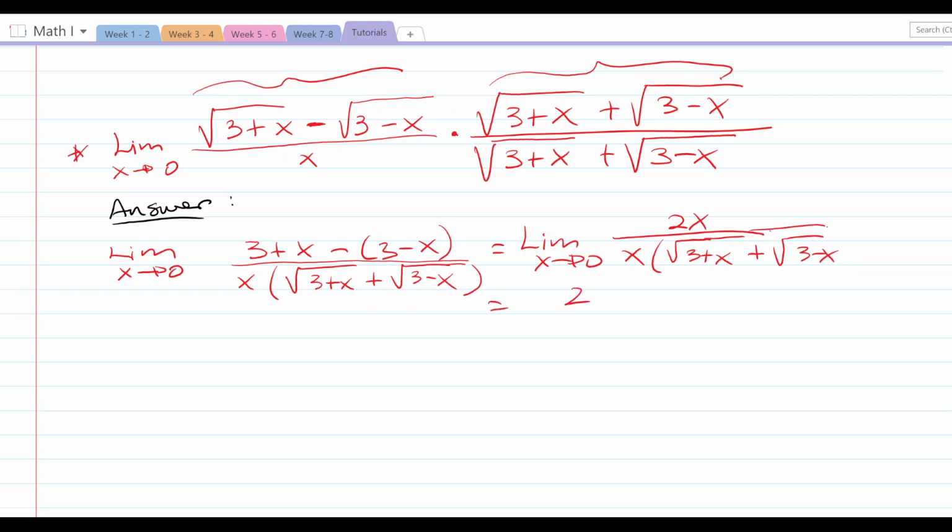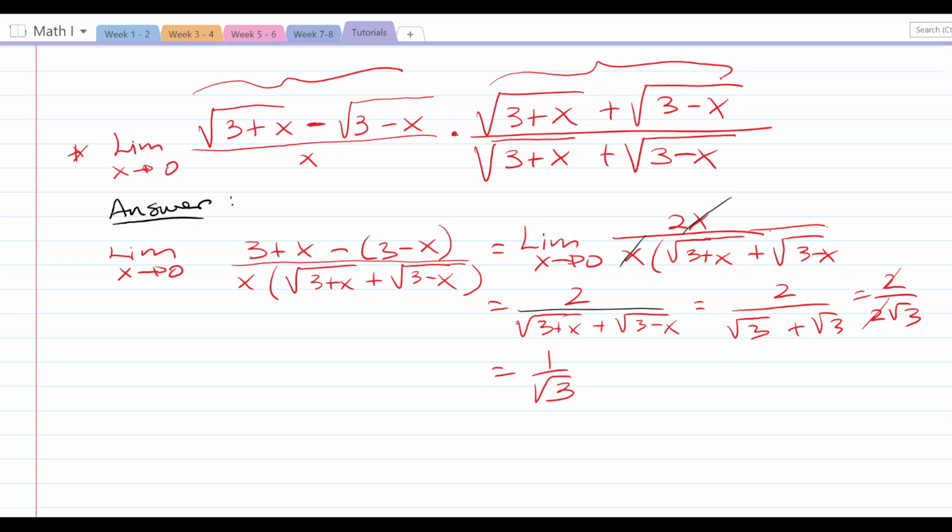So as you can see, the x can get cancelled. So we can cancel that one and that one. So we only end up with 2 over square root of 3 plus x plus square root of 3 minus x, which we are ready to substitute the 0 in. So if we substitute x equals 0, we have square root of 3 plus square root of 3. So we have 2 over 2 square root of 3, and the 2 get cancelled. Therefore the answer is 1 over square root of 3, or 3 over square root of 3.